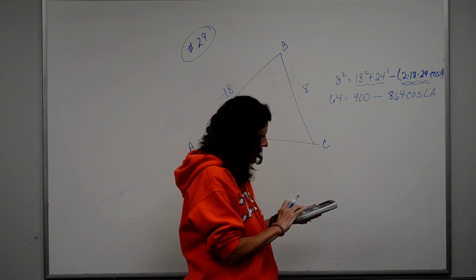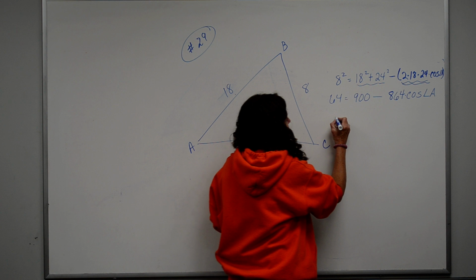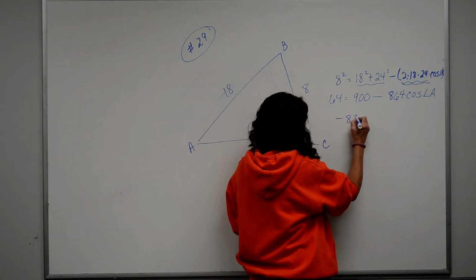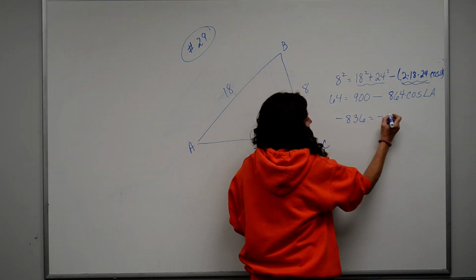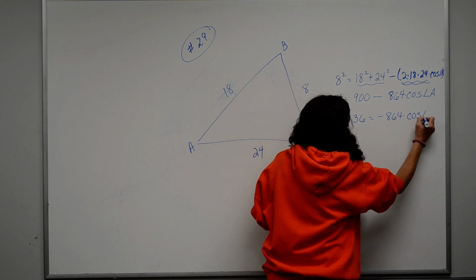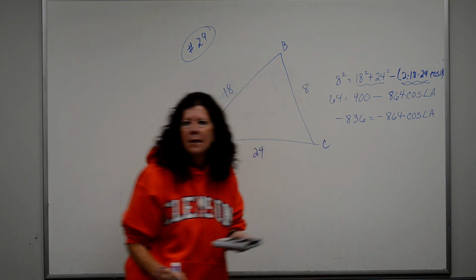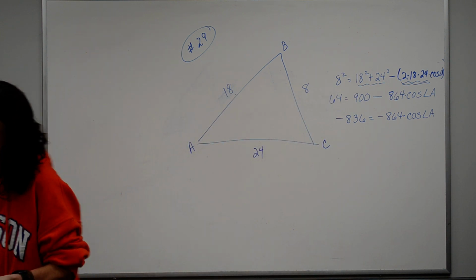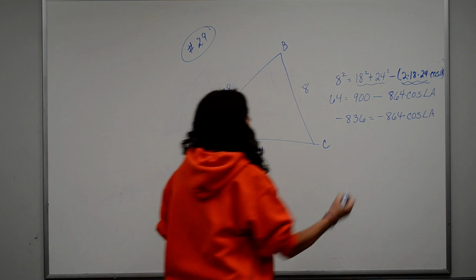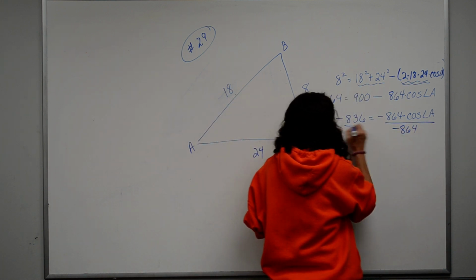So I've got 64 minus 900. That's how I get it to the other side. So I have negative 836 is equal to negative 864 times the cosine of angle A. Now, that is multiplied by the cosine of angle A, so to get rid of something that's multiplied, you have to divide. So I'm going to divide both sides by negative 864.